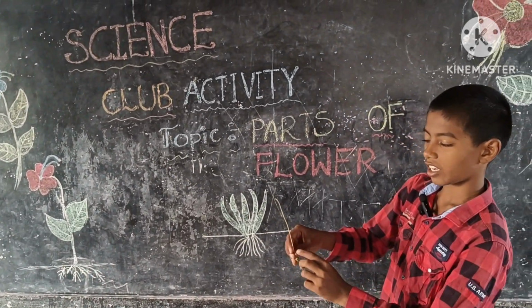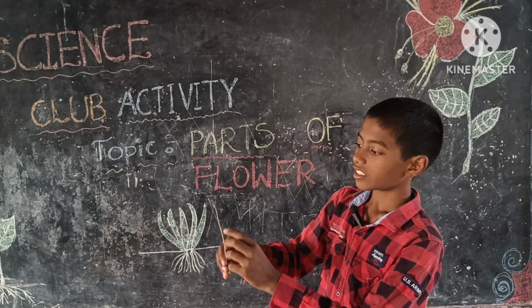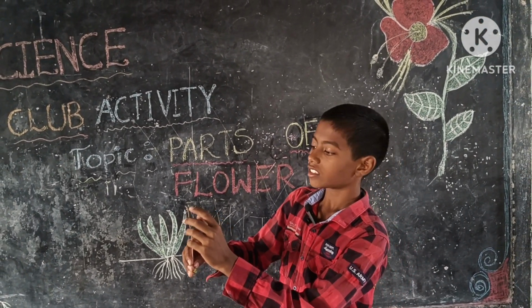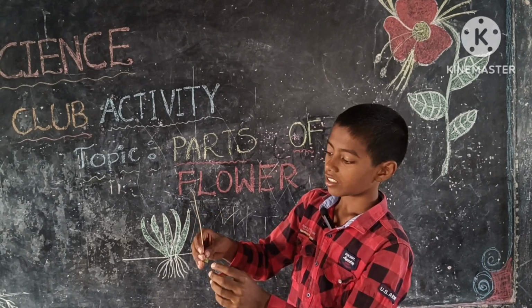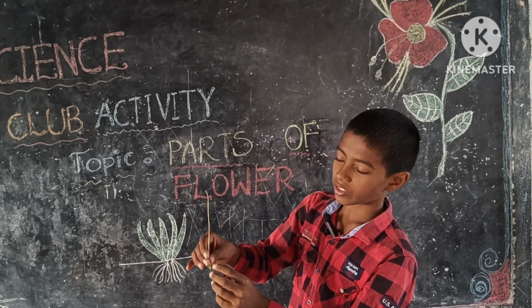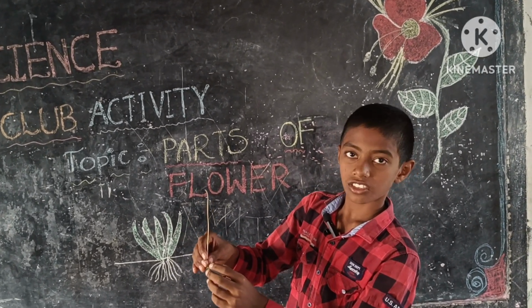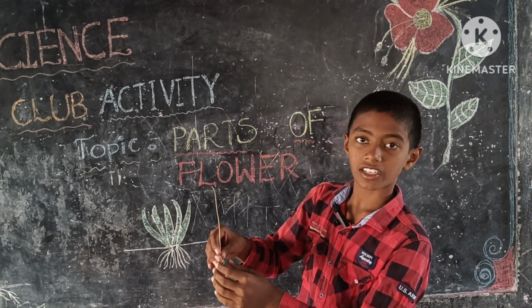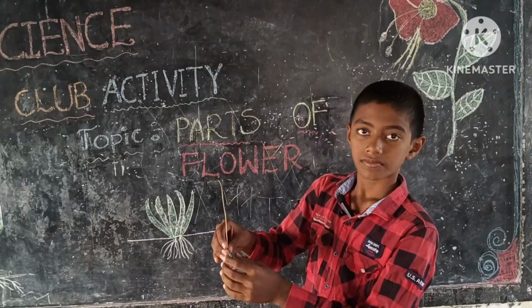This filament-like structure is called the style. The upper part of the gynoecium is called the stigma. The lower part of the gynoecium is called the ovary. Gynoecium is the female part of the flower.